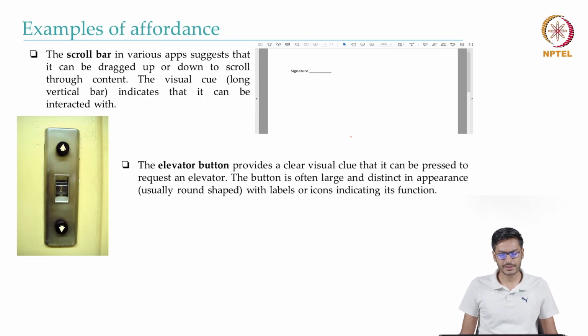The next we have is the elevator button, which provides us a clear visual cue that it can be pressed to request an elevator. The button is often large and also contains arrows which indicate the direction of movement for the lift. And the buttons are also distinct in appearance. Usually, they are round-shaped with labels or icons which indicate their function.